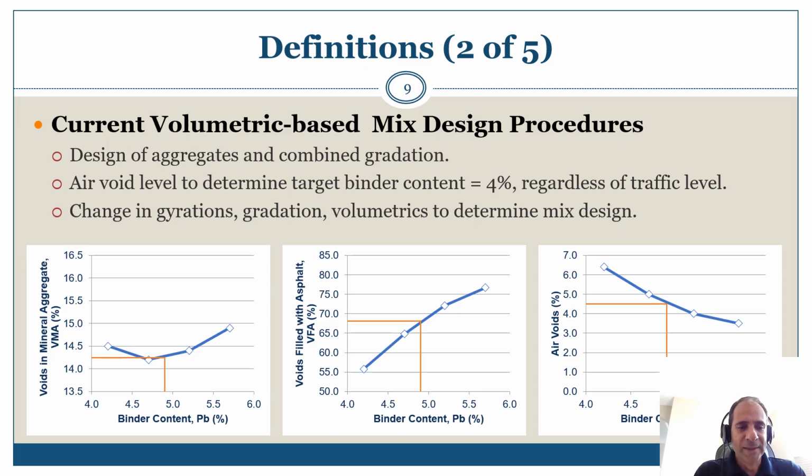So the current standard is we select a design air void, and at that design air void we come up with the optimum asphalt binder content, and then we make sure that at the optimum asphalt binder content we meet other volumetric requirements such as the voids in mineral aggregates and the voids filled with asphalt. If that is not the case, then we're going to have to go back and make adjustments to our blend aggregate gradations.